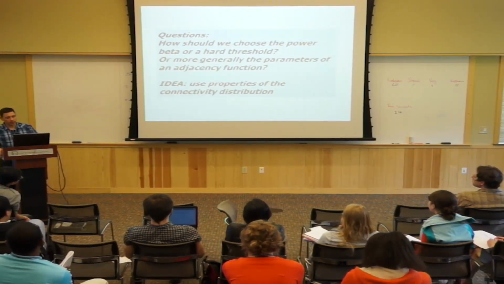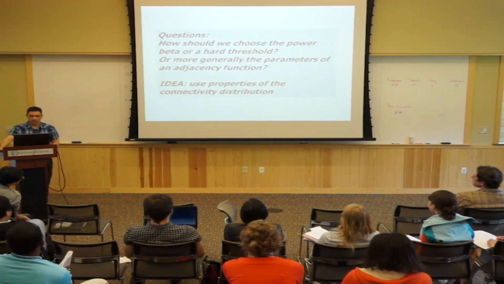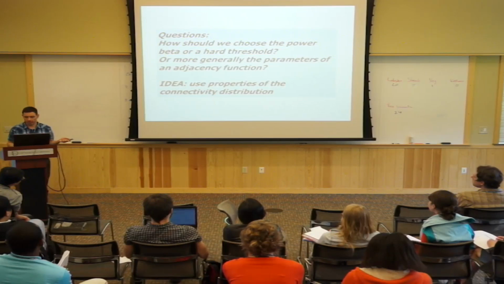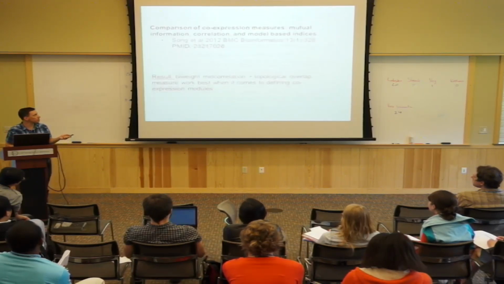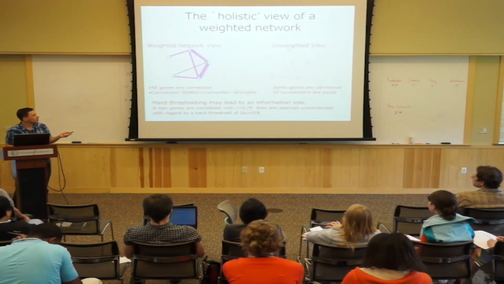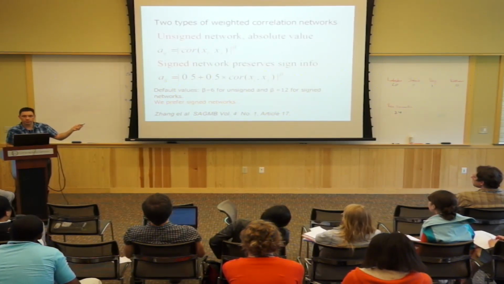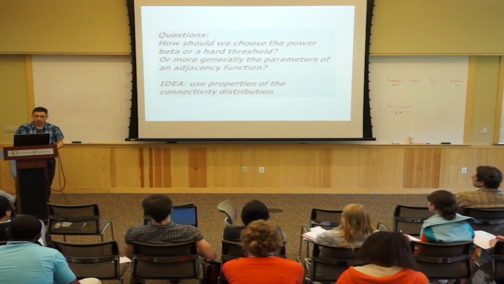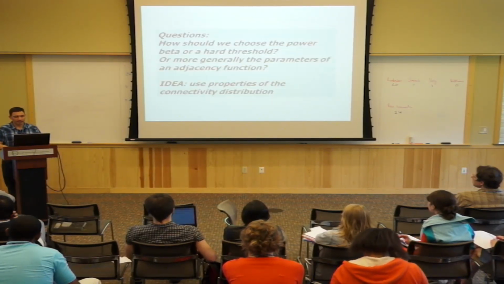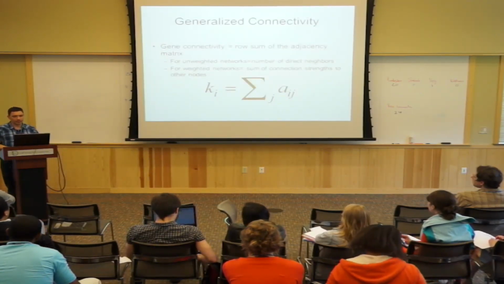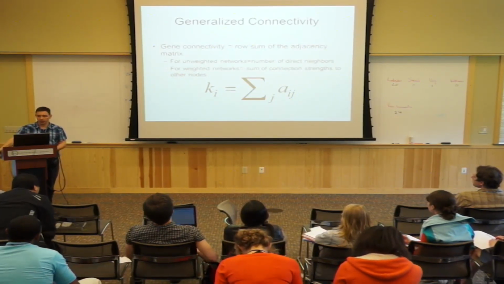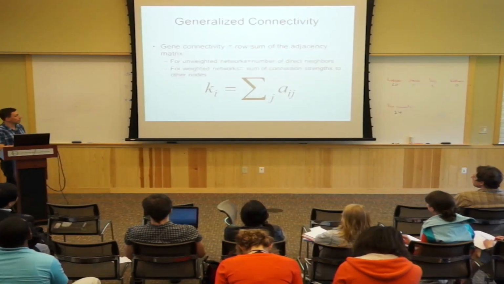So one question one can address is, how do we choose this power beta? Remember the threshold that I mentioned earlier. How do we choose it? The power. Well, we do that by looking at the distribution of connectivities. And let me explain that to you.